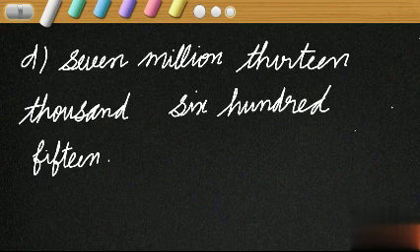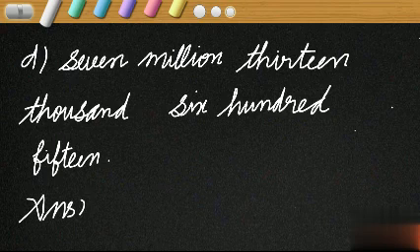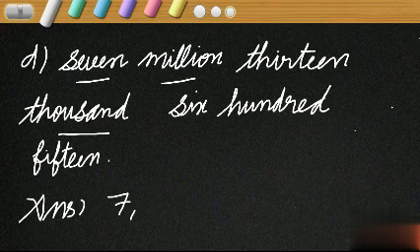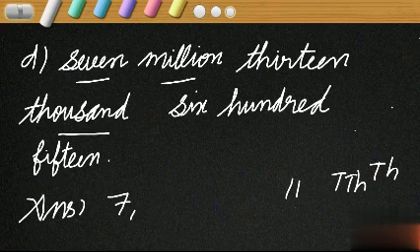Our question is 7,13,615. So what is the answer? How many million? What is the number in the millions period? 7 million. So after 7, one comma, isn't it? Then how many thousand? Which is the number in the thousands period? 13,000. Which are the places in the thousands period? The places in the thousands period are 1,000, 10,000, 100,000.